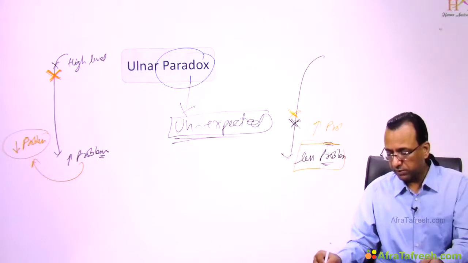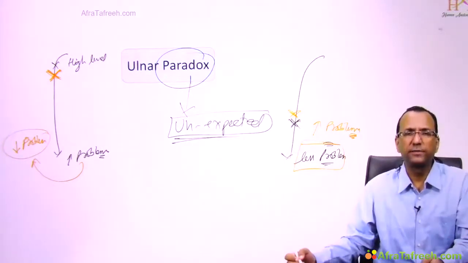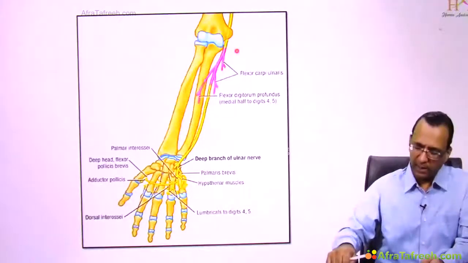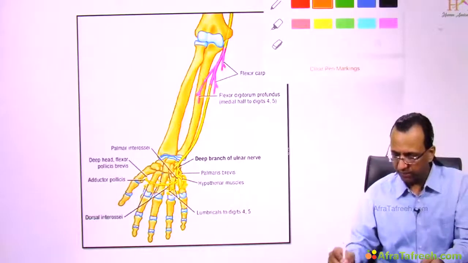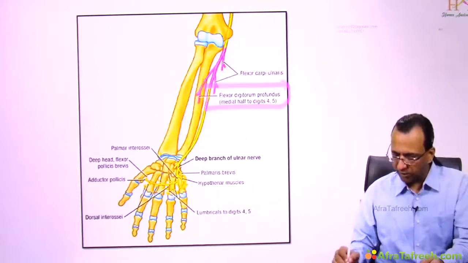What is happening? Why is there more of a problem? Explain. Why this paradox? Let us see. This is the ulnar nerve. You remember the ulnar nerve supplies the FDP muscle, the medial half? Yeah, the medial half of FDP. Now what? Then it supplies the lumbrical interossei later. Yeah, it supplies the lumbrical interossei later.